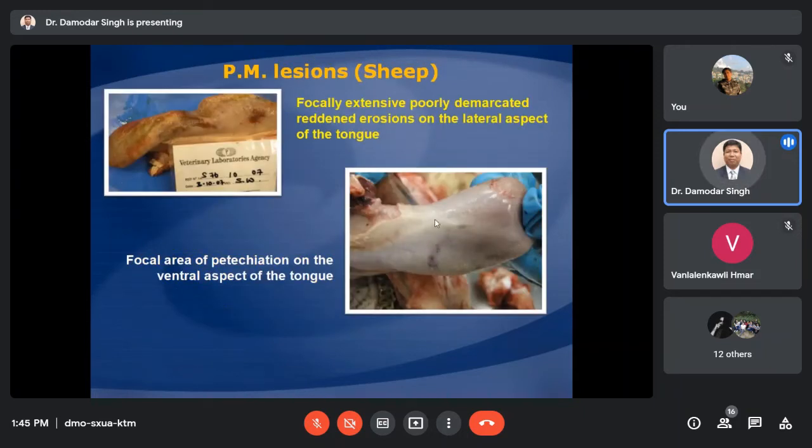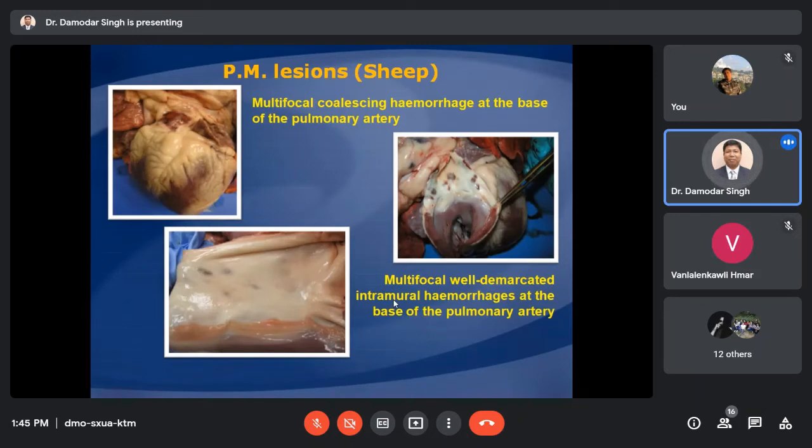These are some pictures showing this. In this picture, I'm showing that the lateral aspect of the tongue has well demarcated reddening with erosive lesions, as well as petechial pinpoint hemorrhagic lesions on the ventral aspect of the tongue. And one very particular PM finding is that multifocal hemorrhagic lesions may be found at the base of the pulmonary artery.